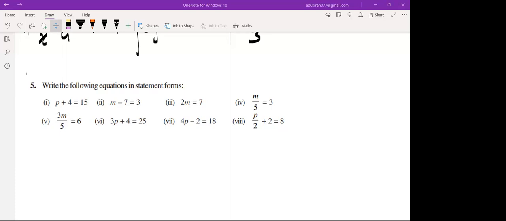Ma'am, for the equal sign, we can write "gives", right? Yeah, you can write "equal" or "give" as well, or you can write "gives". Or, ma'am, you can write "is". Okay.